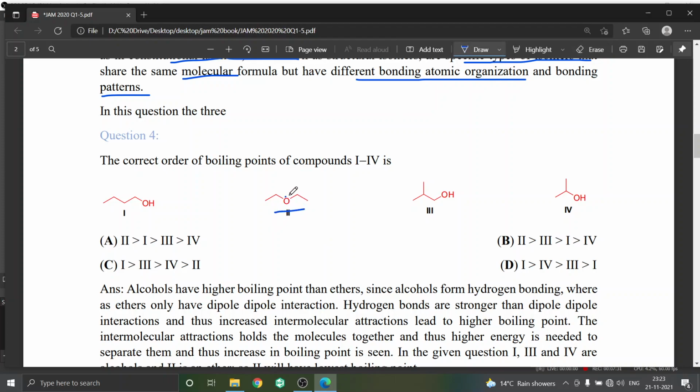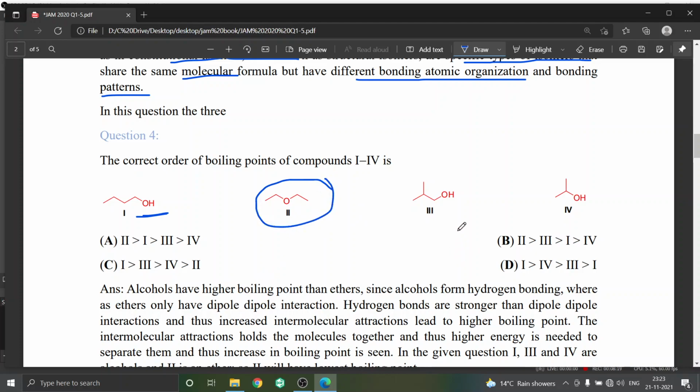In ether, you have oxygen which has a lone pair, and oxygen is more electronegative than carbon. But the difference is not as much as the difference between hydrogen and oxygen. So the interaction between ethers is dipole-dipole interaction. Here it has positive polarity and this one has negative polarity, something similar to hydrogen bonding, but the attraction is not so strong. Diethyl ether's boiling point will be something like 35 degrees Celsius, whereas alcohol will have quite a high boiling point, close to 100. So very clearly this will be last.